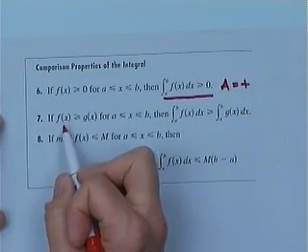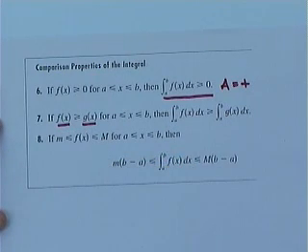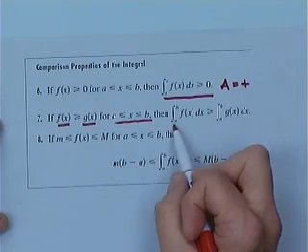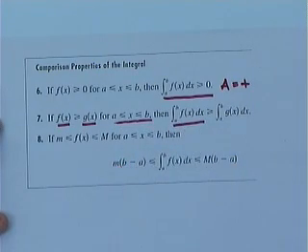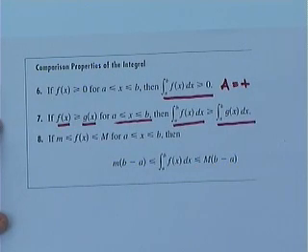We should expect the area to be positive. If we have two functions and the f function is above the g function, or at the very least they're equal, and again A is less than B, shouldn't we expect the area under the f of x curve to be larger than the area under the g of x curve? Right?